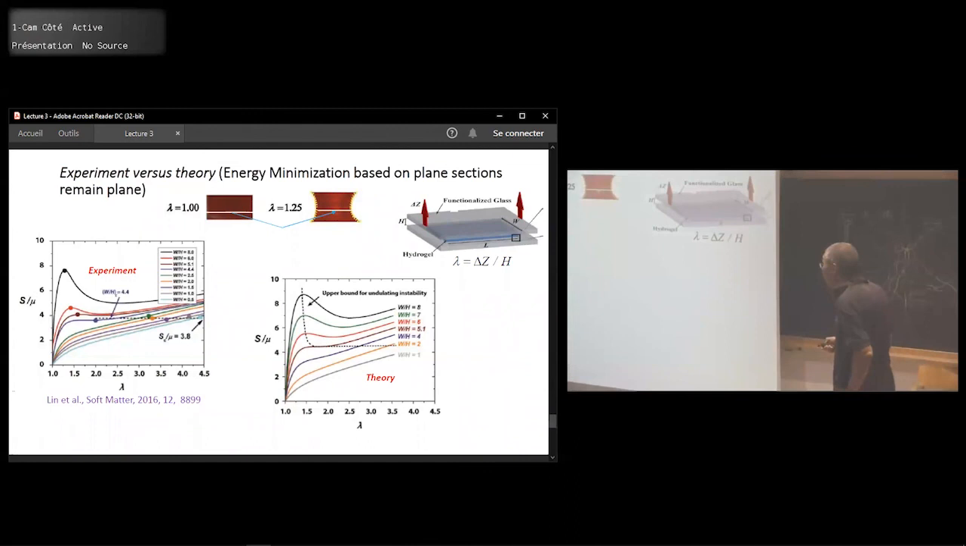Now, as I said, once you get to the peak, the solution becomes not very useful, because it starts to bifurcate. In any case, they do a simulation based on energy minimization, based on plane sections remain plane, and they say, okay, this is where the solution is good, right? That's the upper bound for undulating instability. So they draw a line through here, and they draw a line through here for the experiment. And this is their simulation.